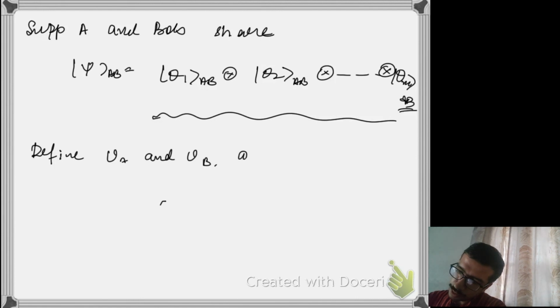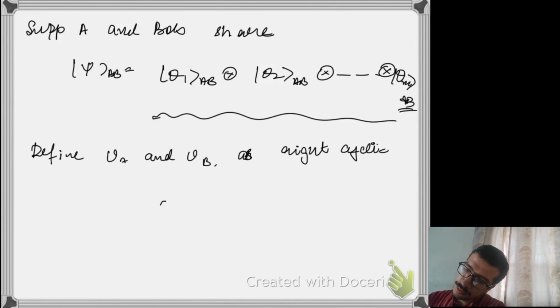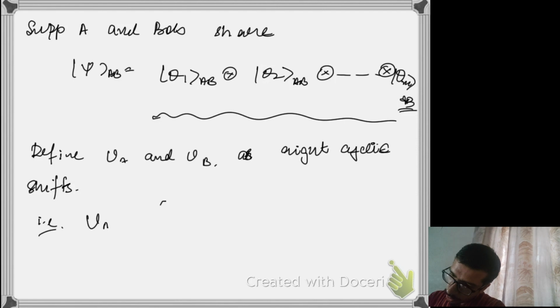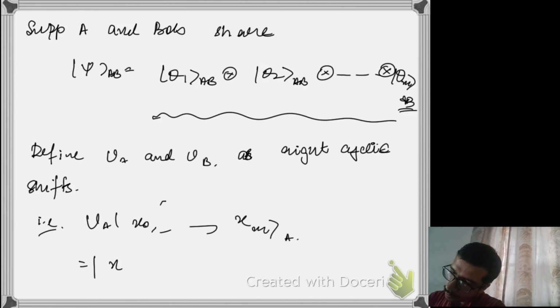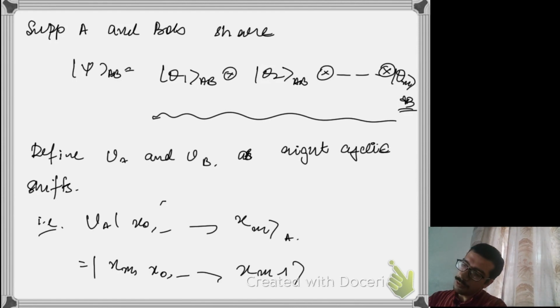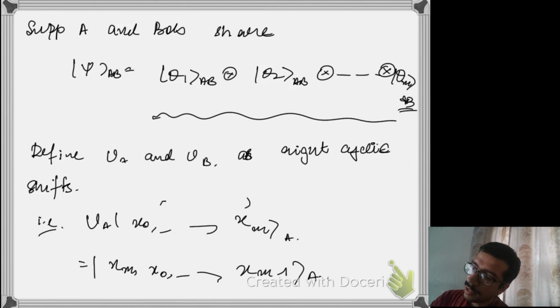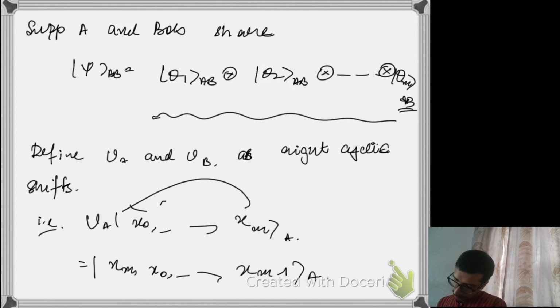As right cyclic shifts. Okay, so we define UA of x0 up to xm to be equal to xm followed by x0 up to xm minus 1. And similarly for Bob also we define the corresponding UB. So essentially it's nothing but everything shifts to the right and then cyclically xm comes to the front. So these are the local operations they are going to perform.